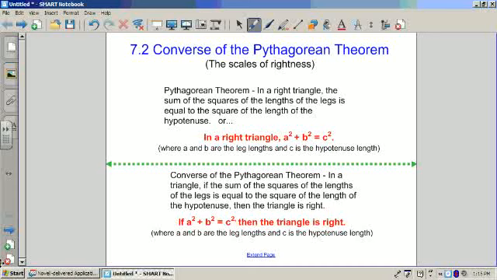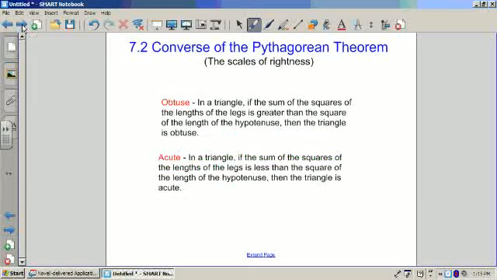Remember that the converse of a statement switches the hypothesis and the conclusion, so the converse of the Pythagorean theorem states that in a triangle, if the sum of the squares of the lengths of the legs is equal to the square of the length of the hypotenuse, then the triangle is right. Another way to think about that is if a squared plus b squared equals c squared, then I have to have a right triangle.